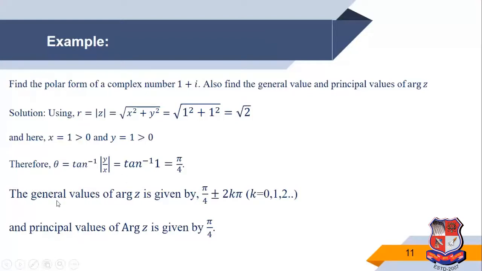So therefore the general value of the argument of z is given by pi by 4 plus 2k pi, or minus 2k pi, where k = 0, 1, 2, and so on. And the principal value of the argument of z is given by only pi by 4.